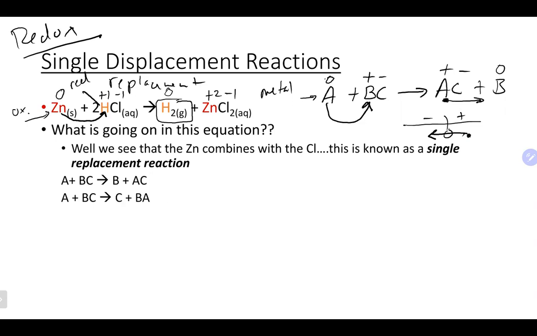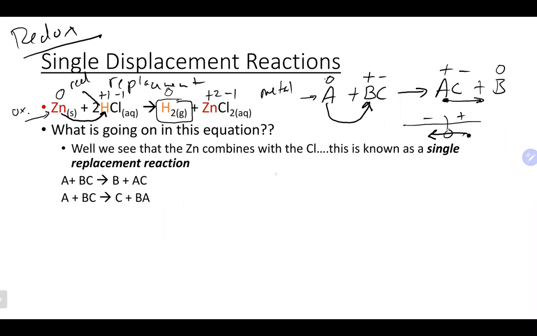How about the chlorine on each side? Is anything happening to it? It is not. It's what we call a spectator ion. It's just kind of hanging out, watching, not really doing much. It's just there to balance out the charge. There's really nothing happening here with it. So it is, as you can see, also obviously a redox reaction, a single replacement.